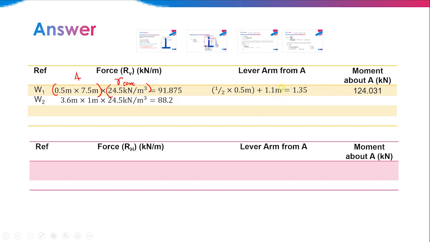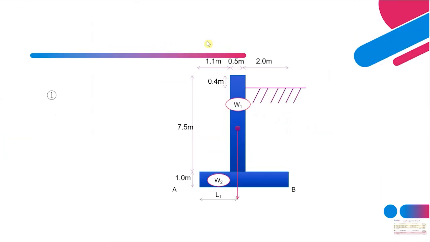And the lever arm from A, half of this 3.6, just 3.6 divided by 2, because that is where its centroid is. You will see here I have written half, so the centroid of 3.6, you just divide by 2, you will get its distance.